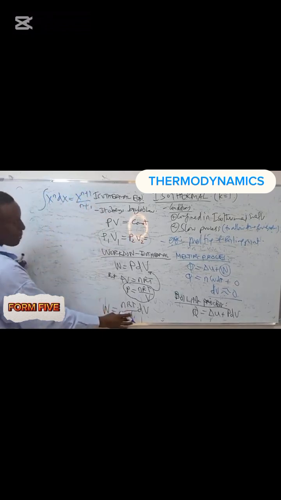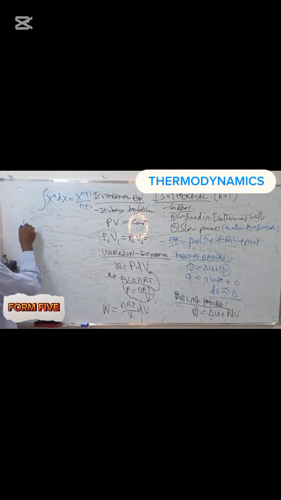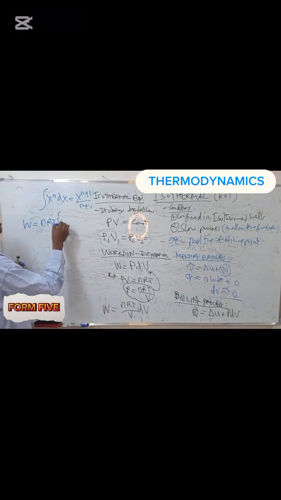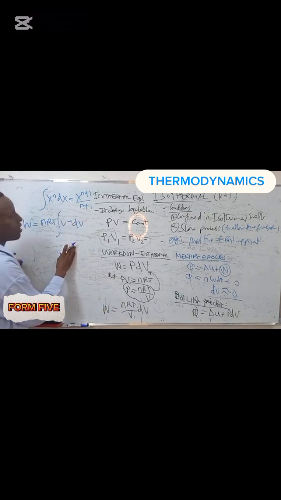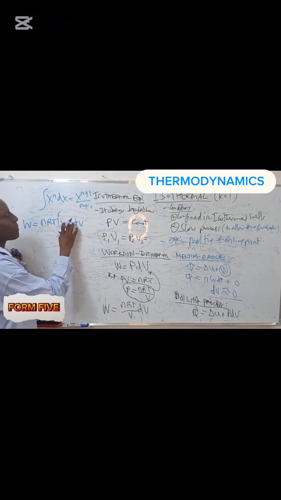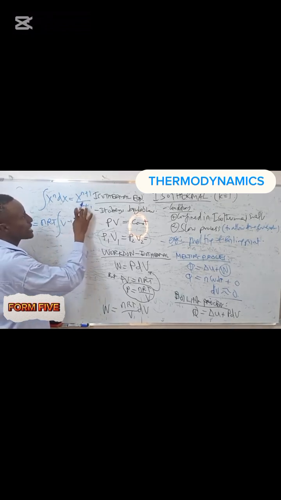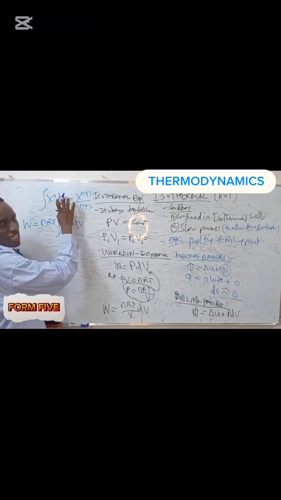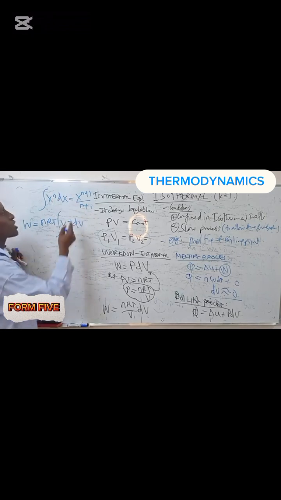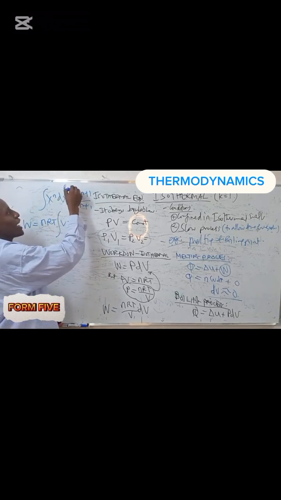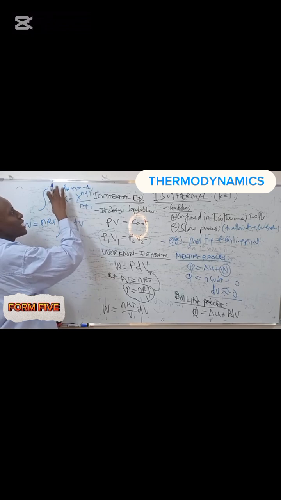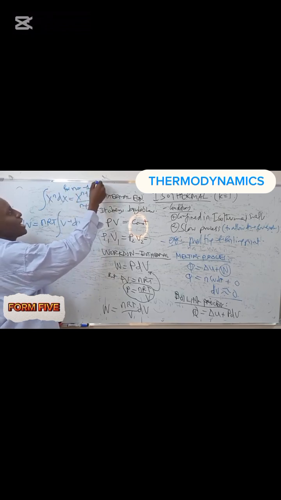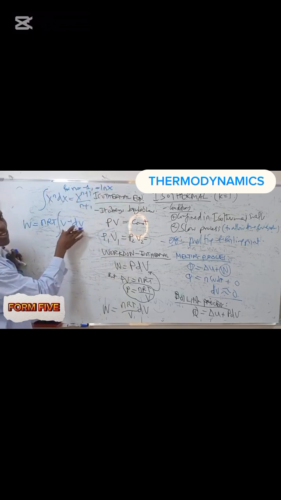So if we have something like this here, what is the work done? It is nRT, but we have what here? The integral of V^(-1) dV. You see? This works only if your n is not equal to negative 1, because if it were negative 1 it would give 0. So if n is equal to negative 1, the integration of x^n dx becomes ln x. So here I just have ln of V.